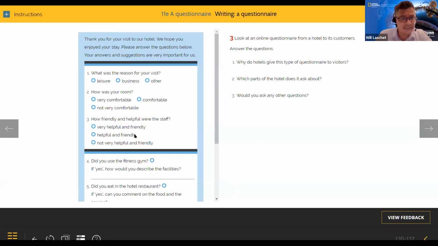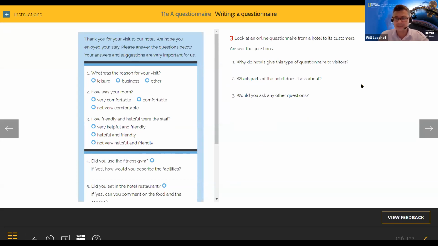If you have a quick scan through here, the questionnaire asks about 3 parts of the hotel, like 3 physical sections of the hotel. Can you find them for me? What are the 3 parts of the hotel that are mentioned here? I'm not going to read it for you. I'm going to let you read it yourself.